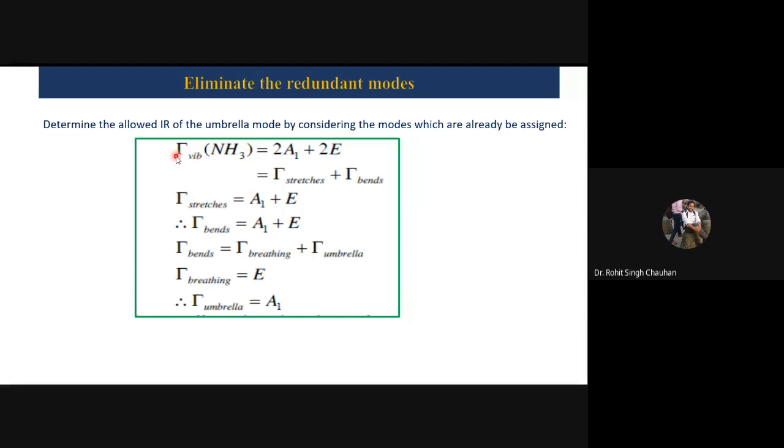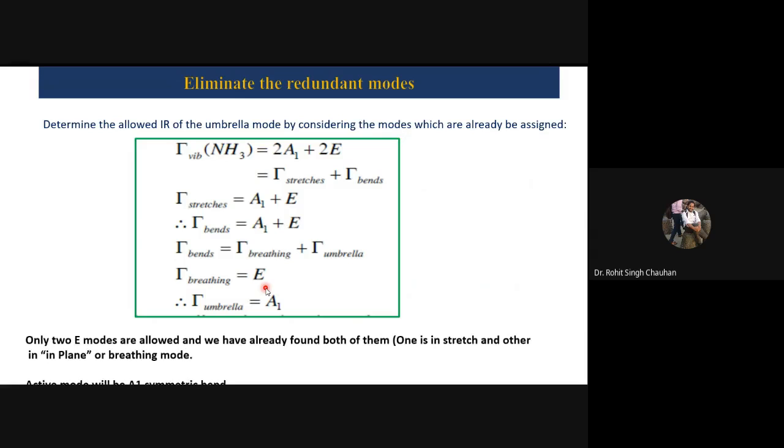So now see, tau vibration is 2A1 plus 2E. This 2A1 means tau stretching plus tau bending. Tau stretching, you have calculated, is A1 plus E. Tau bending, A1 plus E. Now, tau bending means tau breathing and tau umbrella. Now, tau breathing, as we have just now proved, is only E. So, undoubtedly, tau umbrella will give you the information about A1. Now, see, I've written that only two E modes are allowed. So, we have already found both of them earlier in the in-plane motion. So, the active mode will be A1 symmetric bending, and that should come from umbrella.